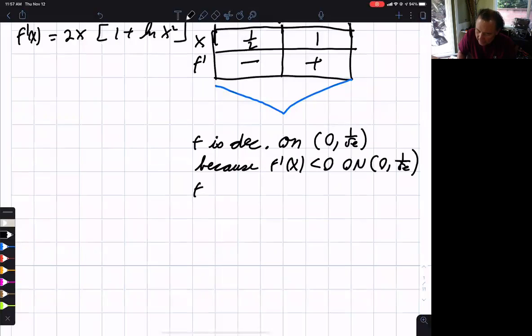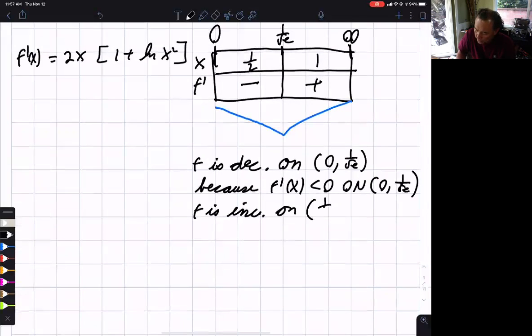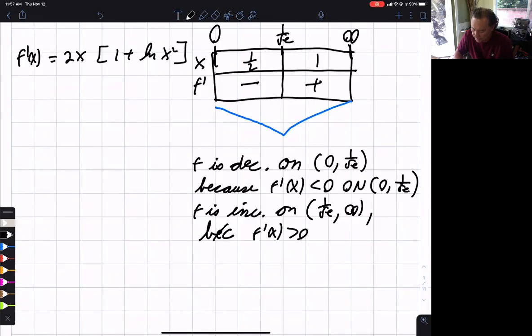Then I would say f is increasing on the interval from 1 over radical e to infinity. Why? Actually, you can do BC. You could do because f prime of x is positive on that interval. And that is your explanation of where it's increasing, decreasing with a justification.